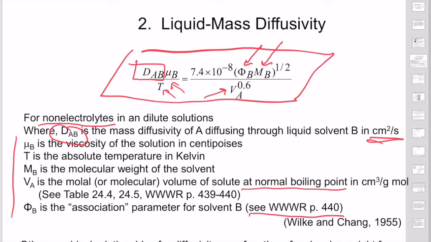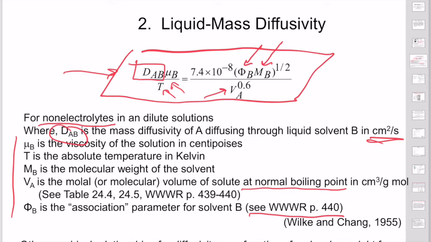Okay. One thing to note from this empirical relationship, if you multiply by T, so you bring the T over to the right side of the equation, you can see that the diffusivity is more or less proportional to the temperature, which means that as the temperature increases, diffusivity increases, which makes sense.